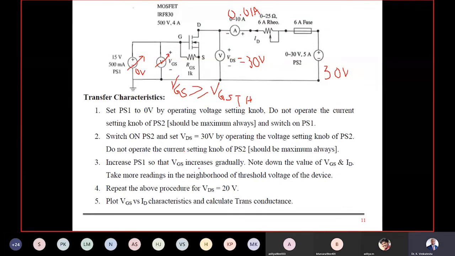The steps go like this: set PS1 to 0, set PS2 to 30 volts, such that the voltmeter also shows 30 volts for VDS. Gradually increase PS1: 1 volt, 2 volt. Don't go very fast; increase very slowly, because you have to identify the threshold voltage meticulously and correctly. Gradually increase VGS and observe your drain current ID carefully. At one particular point, a small current of 0.01 amps will flow in the drain, which implies that the voltage shown by the voltmeter is my VGS threshold. That is my first reading.